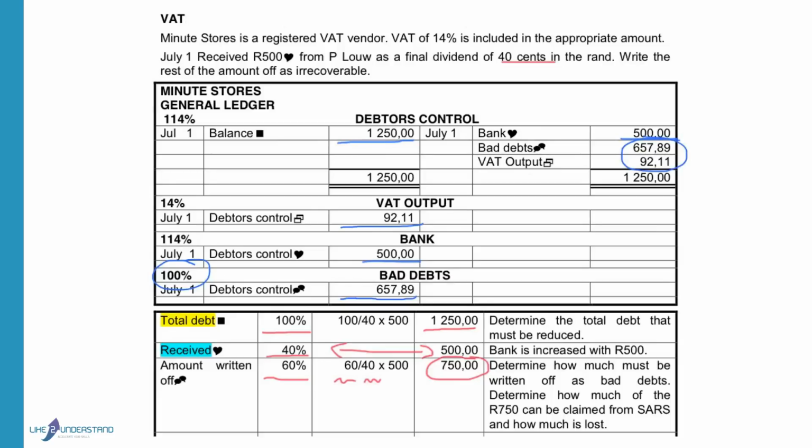The debtors control is therefore a 114% account because it includes the VAT. VAT is always only a 14% account. Bank is a 114% account. So the three accounts that are 114% are debtors control, bank, and creditors control. VAT will always be 14%, and all your other assets, income, expenses, and liabilities will be 100% accounts.